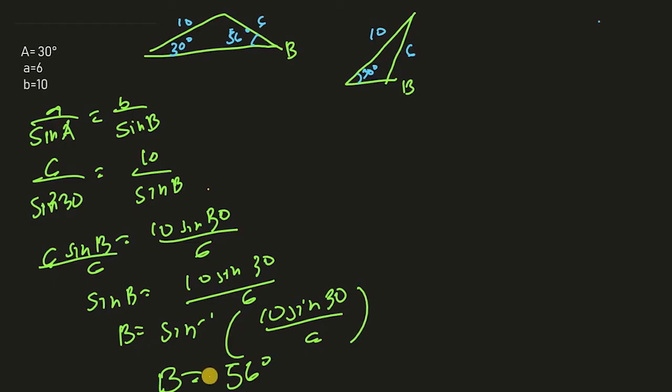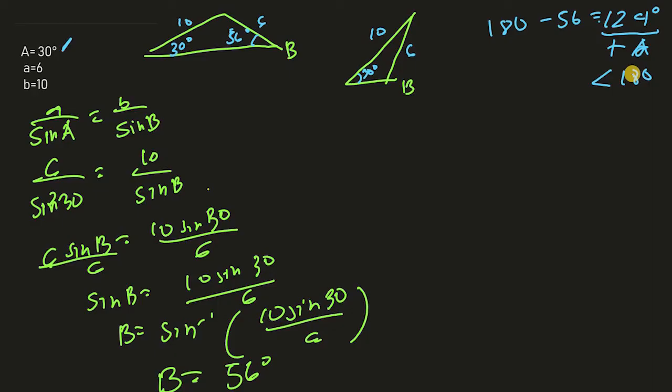Let's subtract the value of our angle B from 180. That would be equal to 180 minus 56, which is equal to 124. That's 124 degrees. Guys, if we add this 124 to our initial angle, the given angle, which is 30, that should be less than 180.